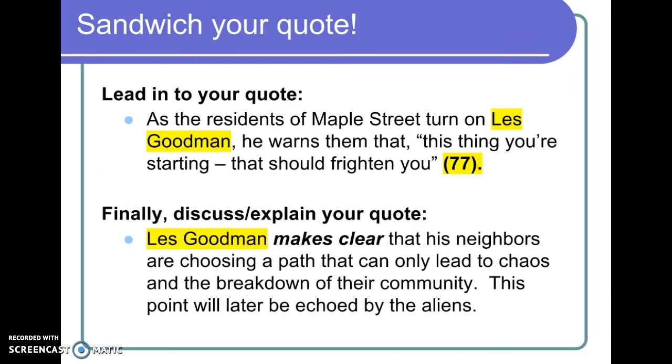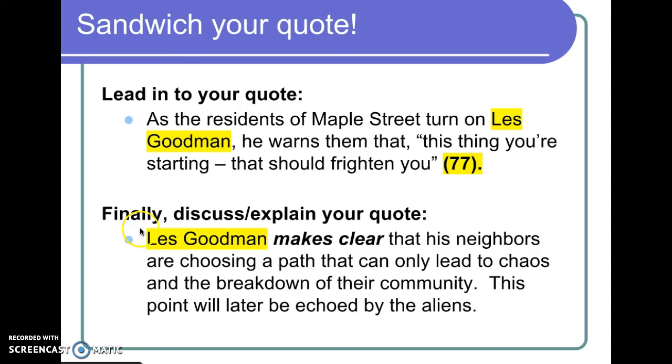So sandwich your quote. For example, here's a lead-in. As the residents of Maple Street turn on Les Goodman, he warns them that this is your starting. "That should frighten you." Page 77. As you see, this has been cited with just the page number because the author's last name is here. Is it a last name with two parts? It's not his first name. Actually, no, that's not true. That is his first name, Les Goodman, I believe. First and last, which is fine in this case because we're mentioning the author's name.